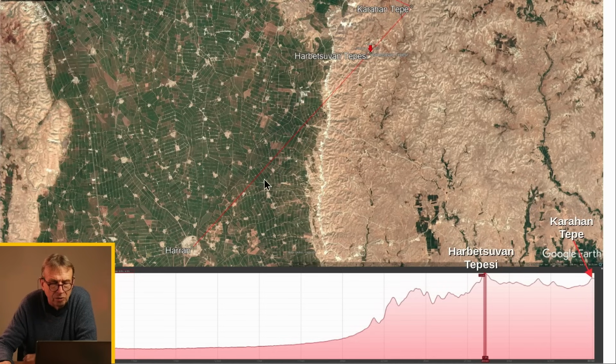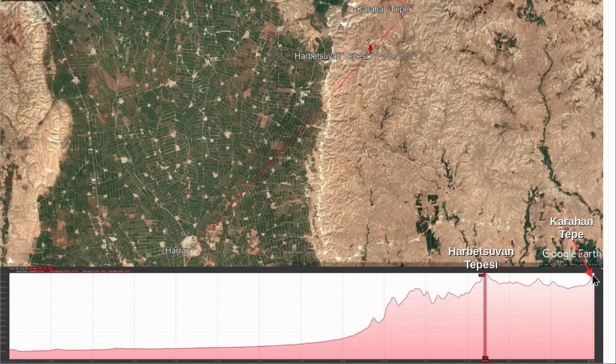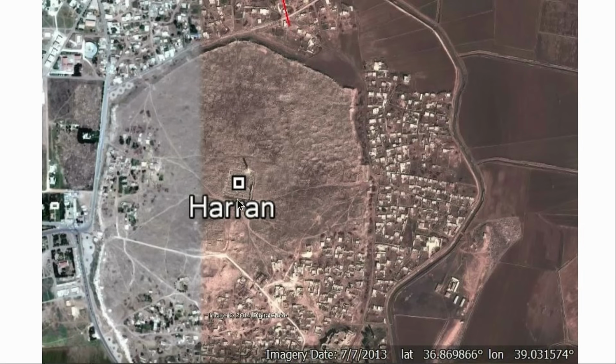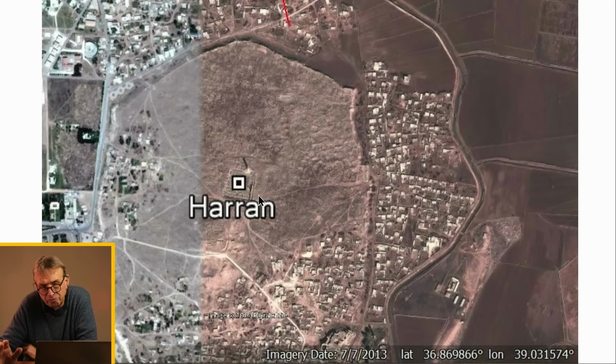So if we look at this, first of all, we can see the visibility. Karahan Tepe is here, so it's not visible from Harran, but Harbetsuvan Tepesi is visible. Okay, from Harran up to Harbetsuvan Tepesi, we have visibility there. Okay? So that's an interesting point. And if we come into the center of Harran here, there's a kind of big central plain. And in the center of that, there's a square, where there are the remains of ancient buildings. I'll come into this in a second.